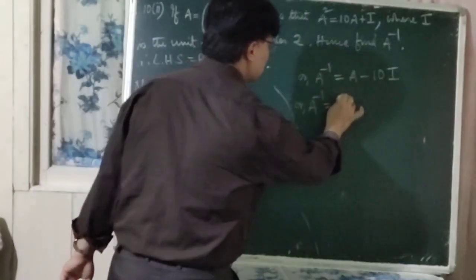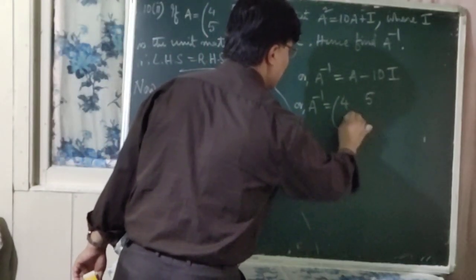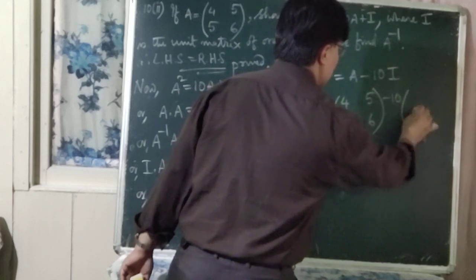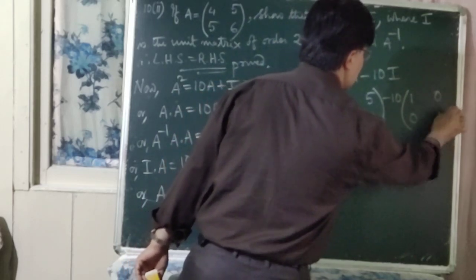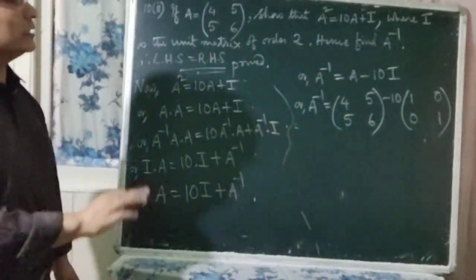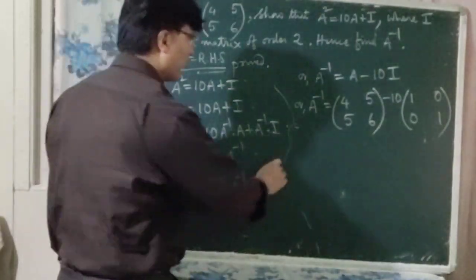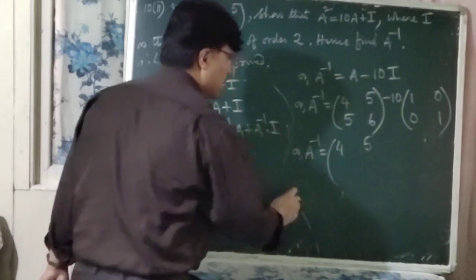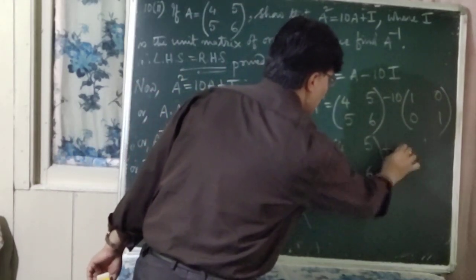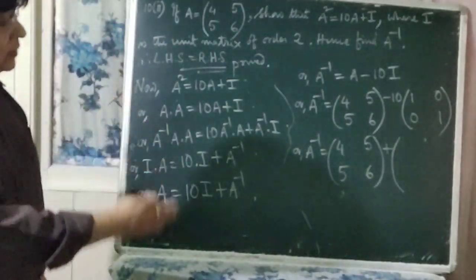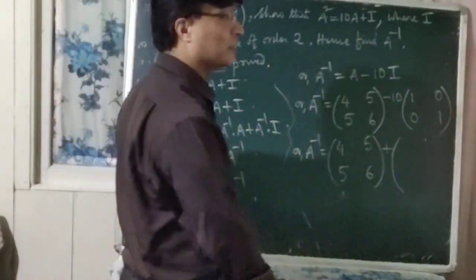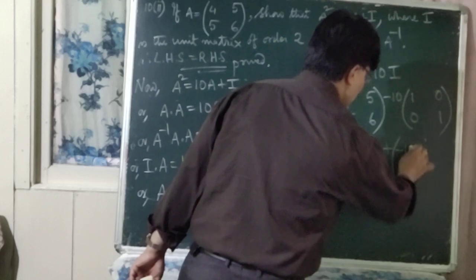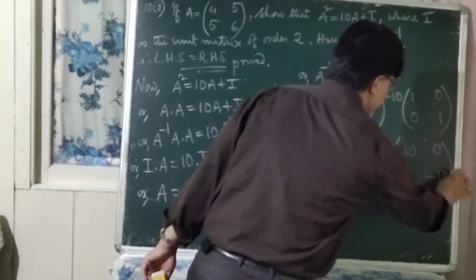A is the given matrix, that is 4 5 5 6, right? Then minus 10. What is I here? This is the identity matrix. This I is the identity matrix of order 2, that is 1 0 0 1. You should know it, okay? So A inverse is equal to 4 5 5 6 plus, now multiply all the entries of the identity matrix by minus 10, because here minus 10 is the scalar multiplication of the identity matrix. So it is minus 10 0 0 minus 10, right?